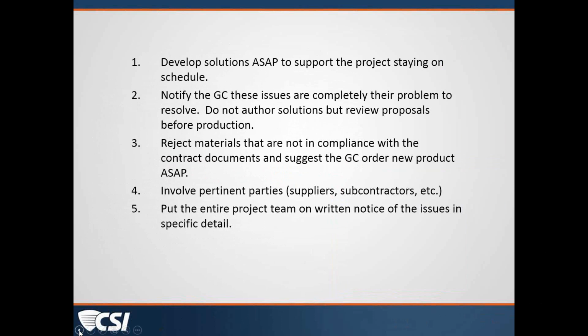Now we've discovered these things on the project. Do we develop solutions as soon as we can to get these items completed? Do we tell the contractor this is your problem, but we want to take a look at things before you install it? Do we just simply reject materials that are not in compliance and suggest that the general contractor get to work getting the right stuff on the job, for example, the windows, and getting them installed properly? Do we involve all pertinent parties in this process, or are there particular ones that we invite to the table for these detailed instructions? And or do we put the entire project team on written notice that these things are going on as quickly as we can?